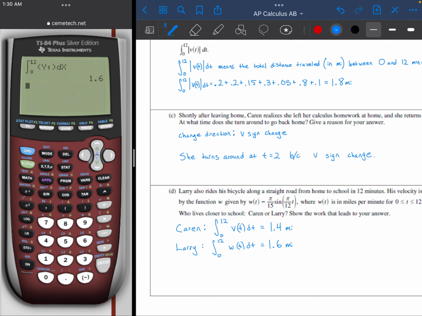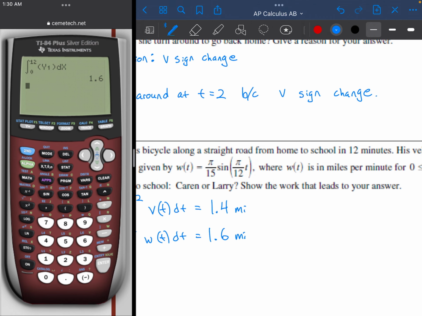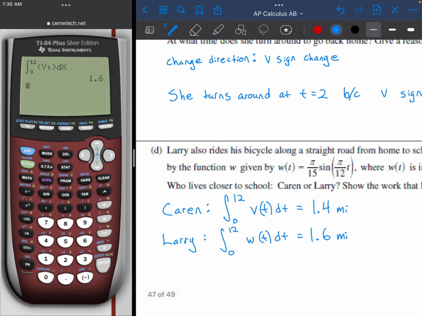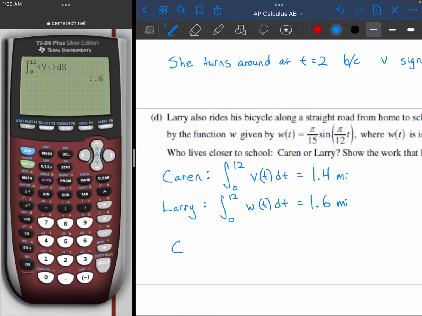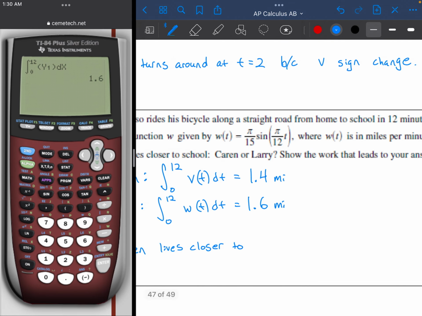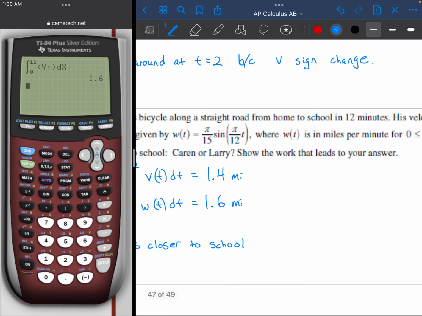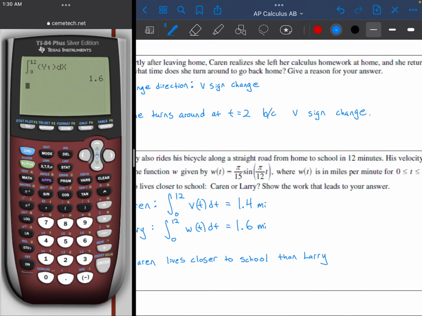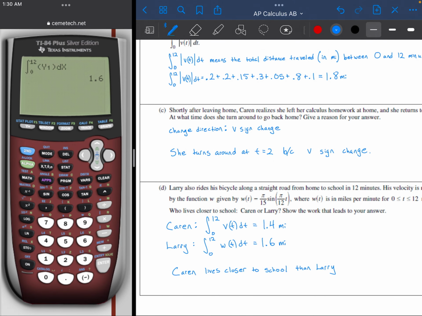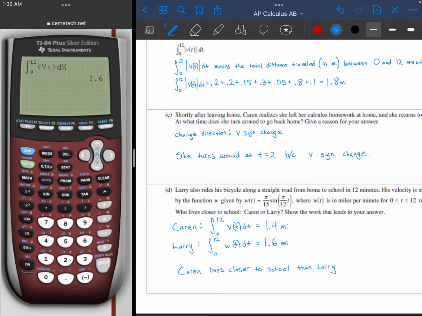And that's all we needed to do. So we need our conclusion, I guess. We're asking who lives closer. Okay, so Karen lives closer. So we'll say Karen lives closer to school than Larry. Okay, for some reason that's looking weird. I think it's just too early in the morning. I don't need to show any extra work because I showed it all up above, so I think that should be good enough. Cool. I think that's all the problem.